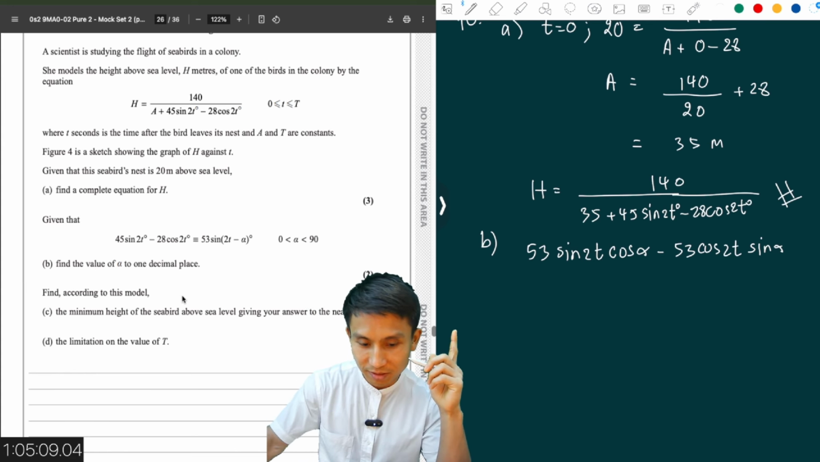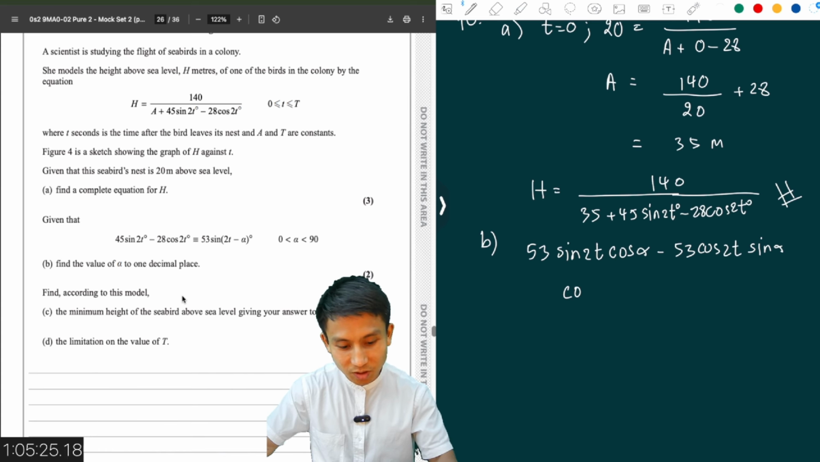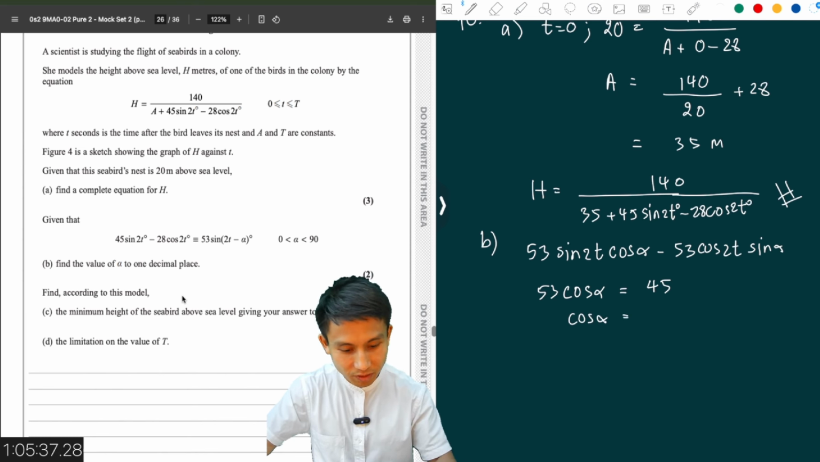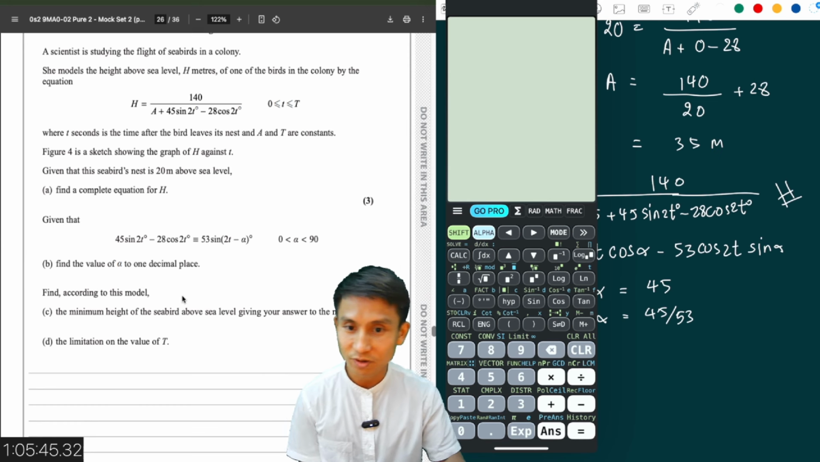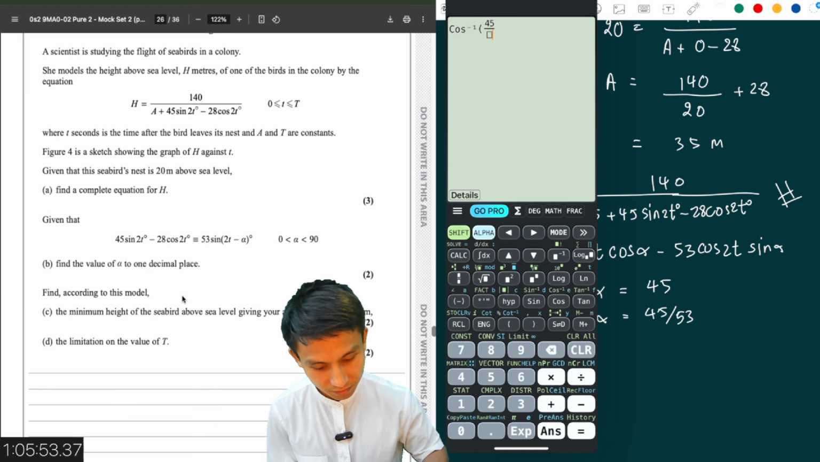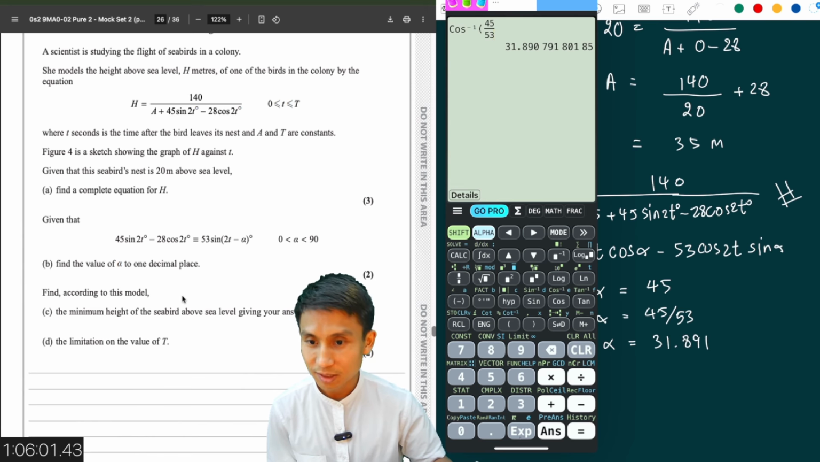So if we compare the coefficients, interesting, they don't look the same actually. All right, that's fine. So 53 cos alpha is going to be equal to 45, if you look at the first term on both sides. So cos alpha will be 45 over 53. If we do arc cos of that, we're going to get alpha in degrees. So we should change the mode to degrees, and then we do arc cos 45 over 53. That's going to be 31.891, which is 31.9 to one decimal place.